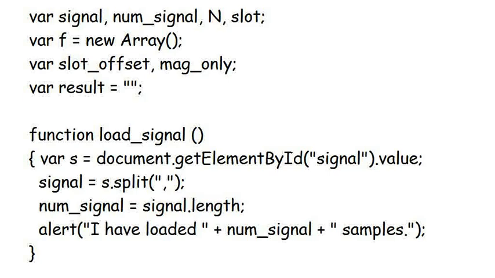MagOnly is true if we want the magnitudes, not the phase angles, and slot and offset are used to step through the signal, tackling it one time slot at a time. The list of calculated values is stored in the string result before this is copied out into the text area right at the end. Here is the function loadSignal, which is called when you click on the Load Signal Data button. It copies the contents of the top text area into string S and splits it using commas as the delimiter, storing the samples in signal. This is the point where signal becomes an array automatically.